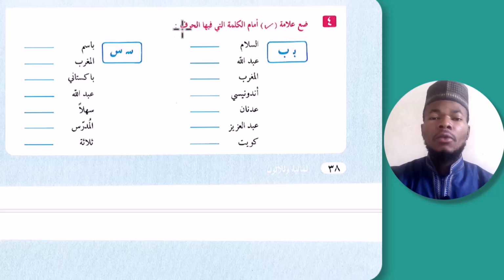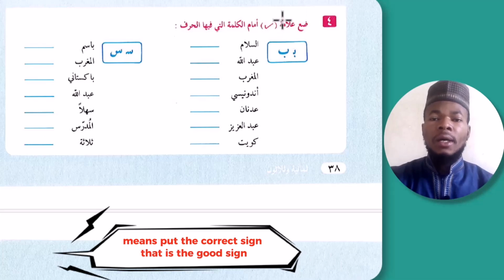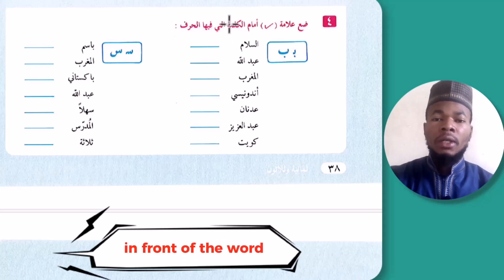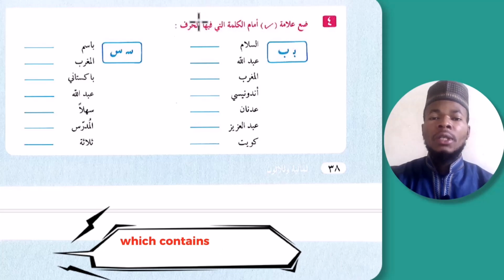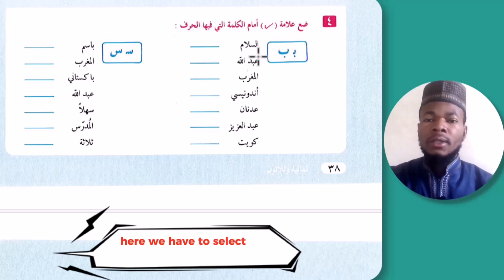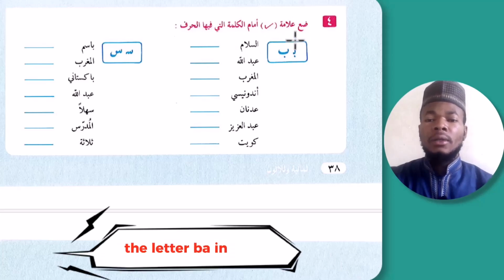التي فيها الحرف. Then we have ba. So this means ضع علامة صحيح means put the correct sign, that is the good sign, أمام الكلمة, in front of the word التي فيها الحرف ba, which contains the letter ba in it. So this is pretty simple. So here we have to select the words that contain the letter ba in them.